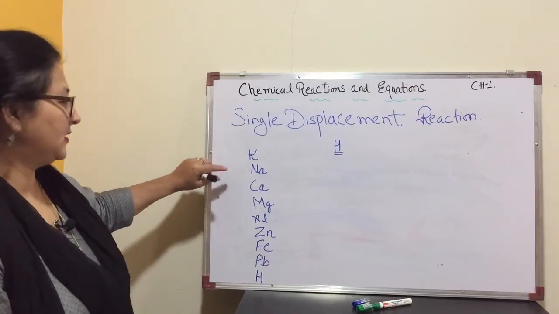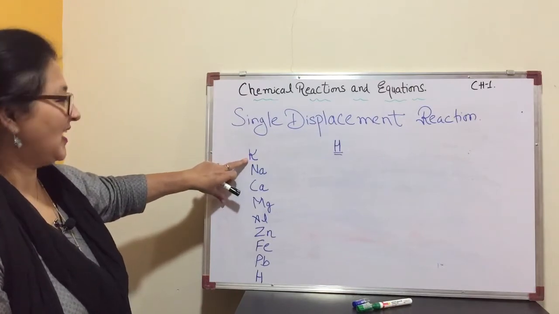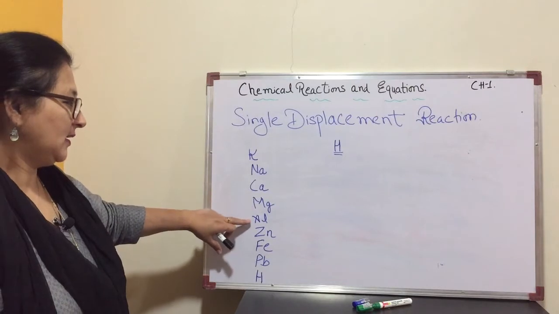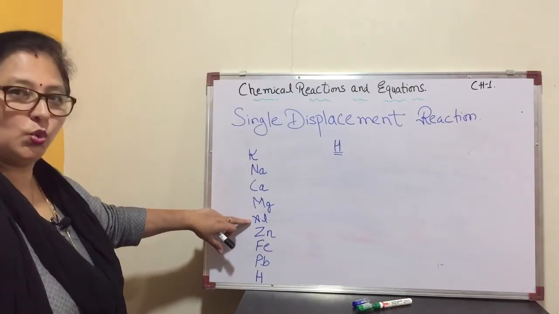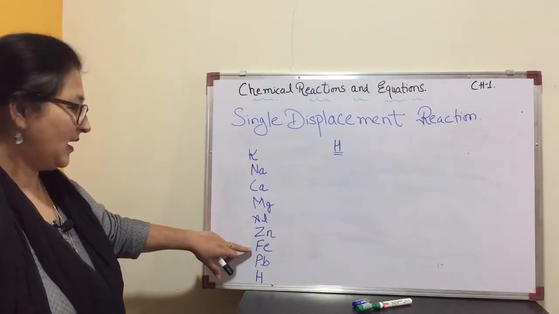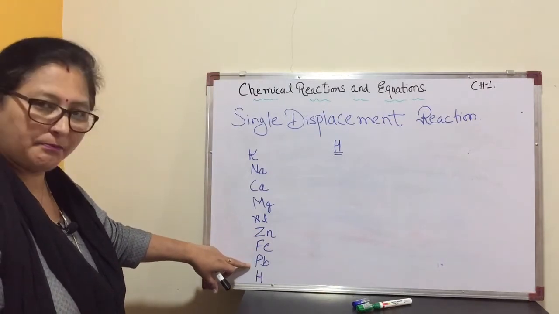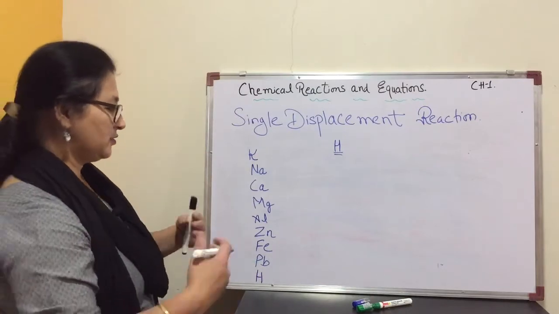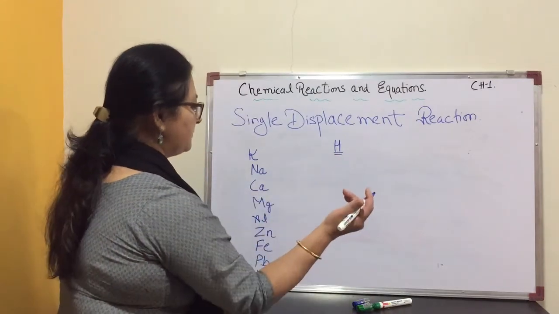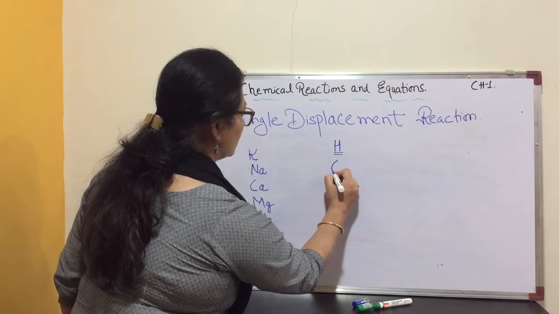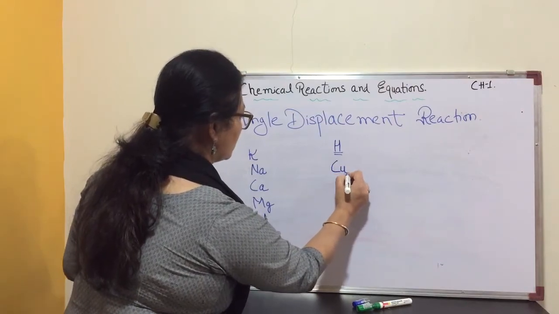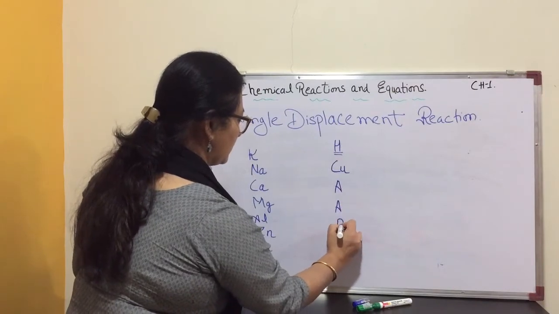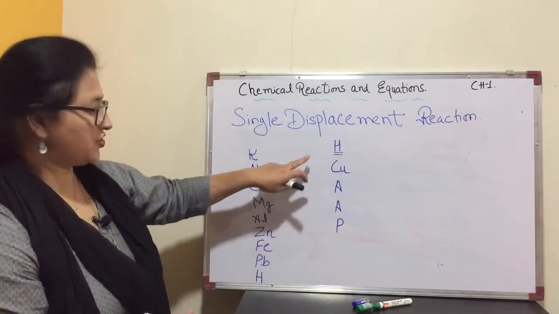Let's see the mnemonic here. K Kashi, Na Nath, Ca Ka, Mg Mali, Al Aalu, Zn Zara, Fe Fika, Pb Pakata, H hai. And then let's do the other part. Okay, I have repeated this H here.